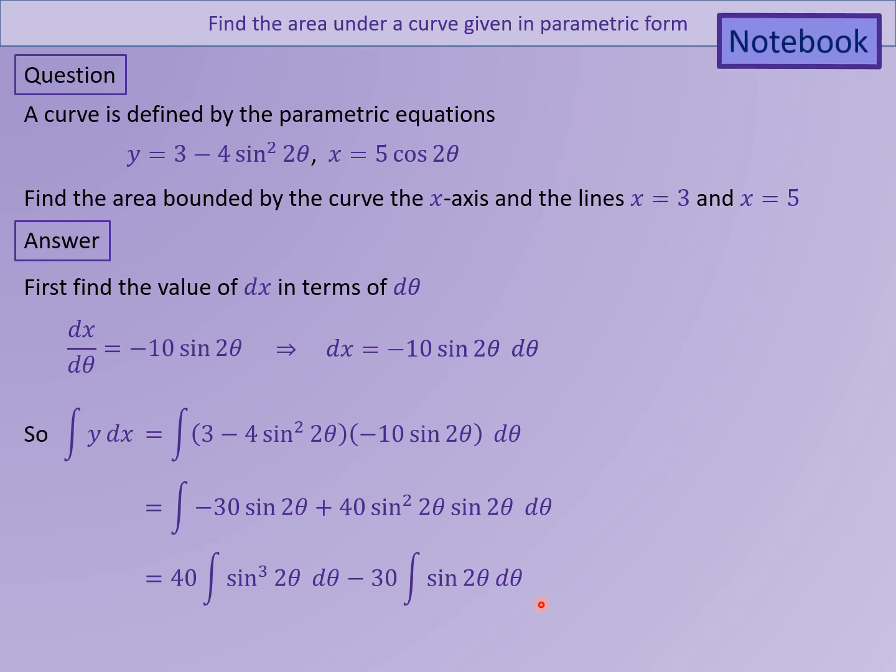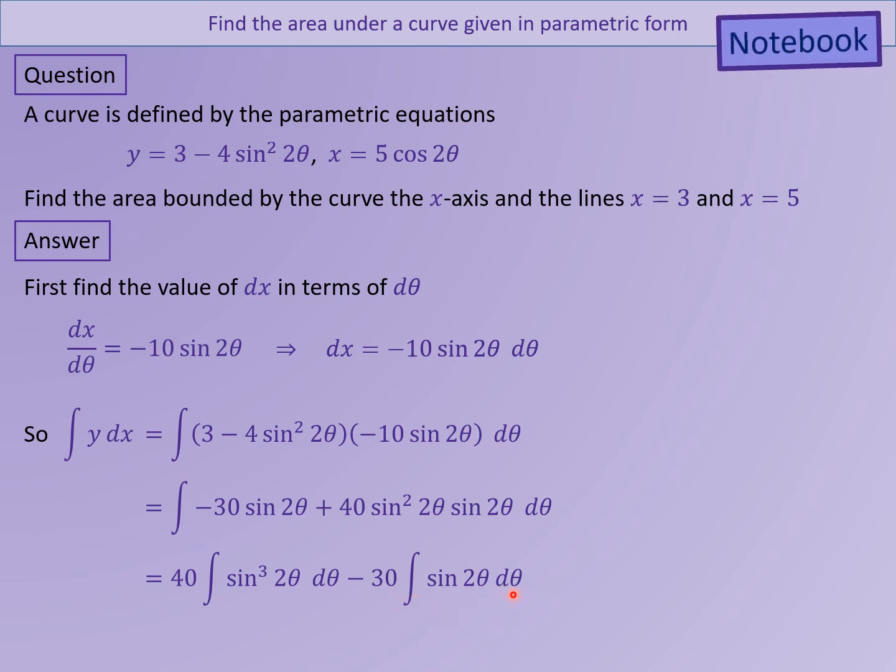Now what I'm doing is just trying to make my life a little bit easier for myself. You don't have to do this, but I'm simplifying it. I'm putting the minus part second, and the 40 and the 30 are just numbers outside the integral. So really, I'm dealing with the integral of sine 2 theta, and the integral of sine cubed 2 theta. So I've got two things to deal with. That one, I would say, is quite easy.